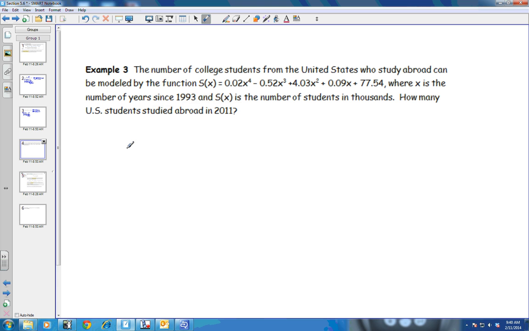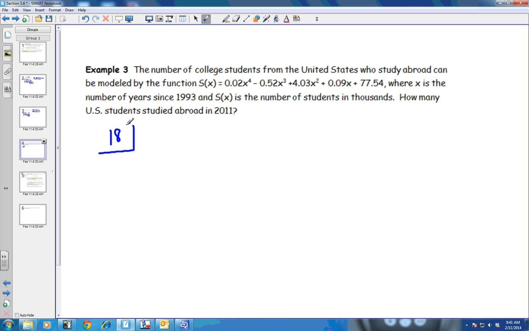Now here's the deal. What number am I going to put in my box? When I do this problem, it's the number of years since 1993. So in my box, I'm not going to put 2011. I'm going to put how many years apart 2011 is from 1993. So 2011 minus 1993 is 18 years. So 18 is going to go in my box.